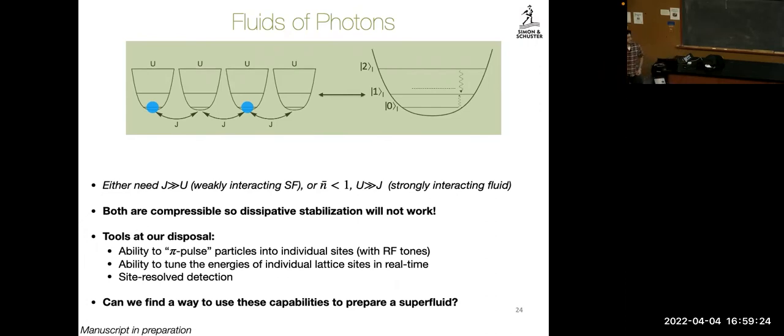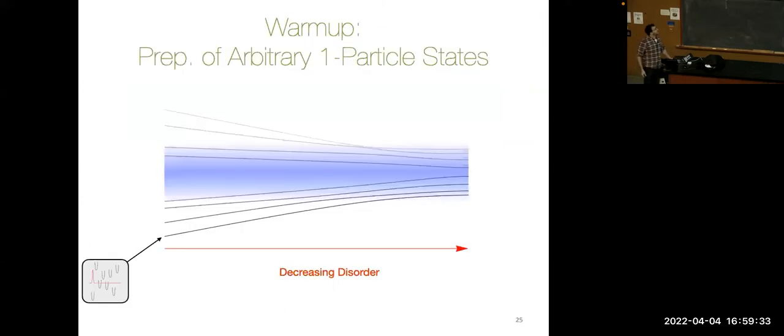I'd like to show you what I think is a really cool way to use disorder to address the many-body states, and then adiabatically prepare the superfluid. So what's the idea? Let's warm up by tuning all of the lattice sites to different energies. The vertical axis here is the energy of the lattice sites. And then let's say that I pi pulse one photon into the lowest energy lattice site. So far, so good. What happens as I reduce the disorder of the lattice adiabatically down to zero?